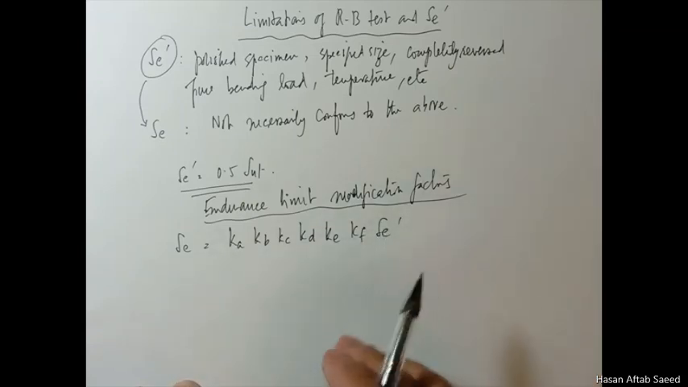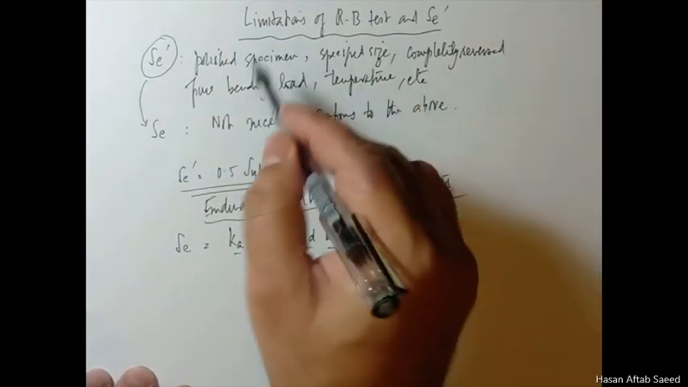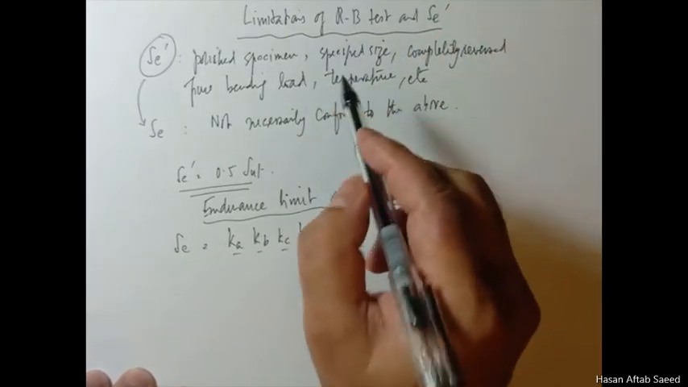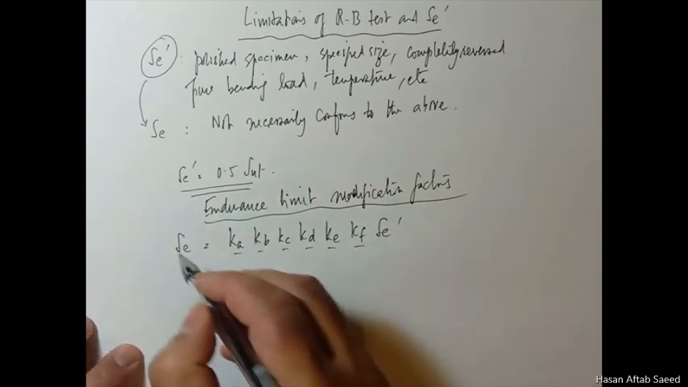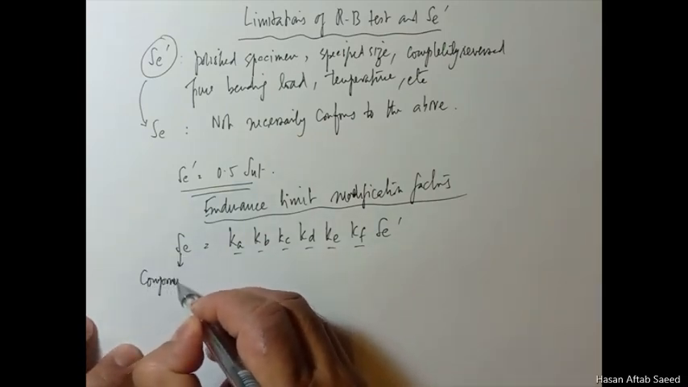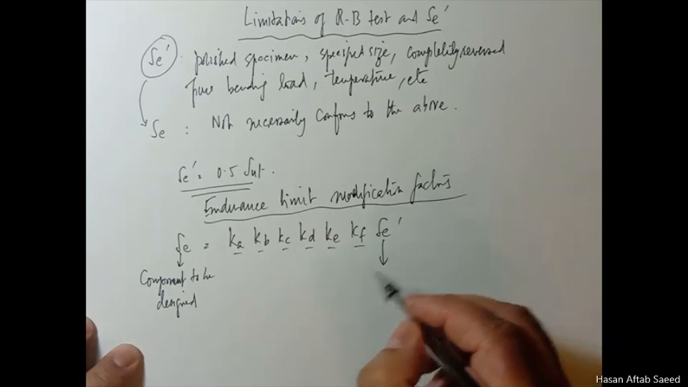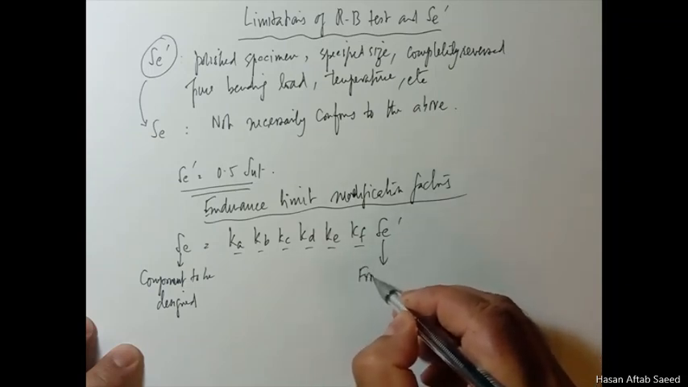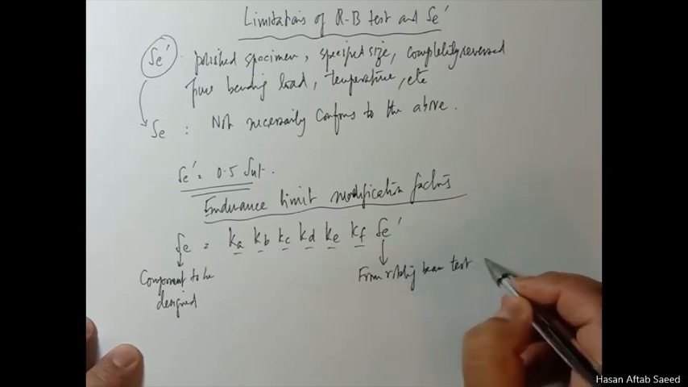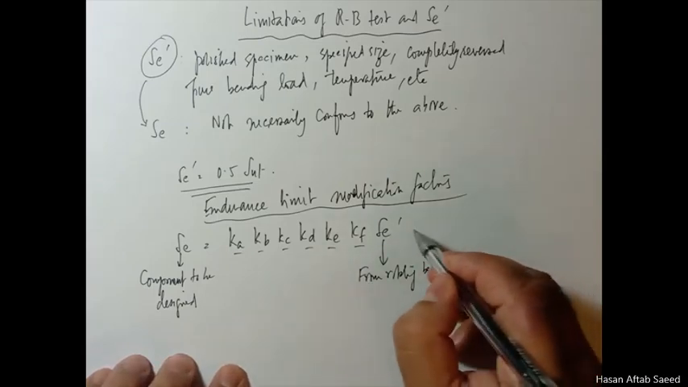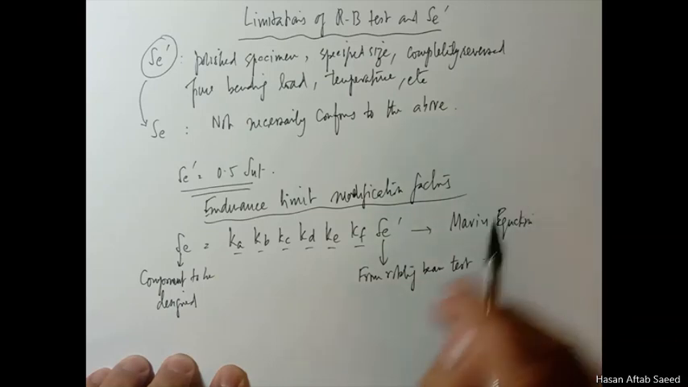We multiply Se prime with all these factors that take care of the different variations between the real world component to be designed and the rotating beam test specimen. Now this equation is a famous one. This is called the Marin equation, used extensively for fatigue.